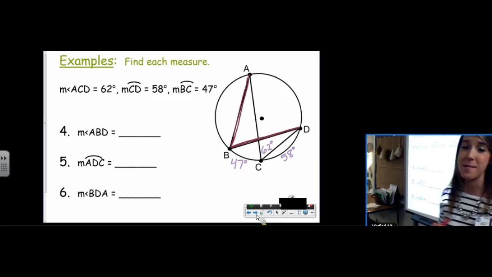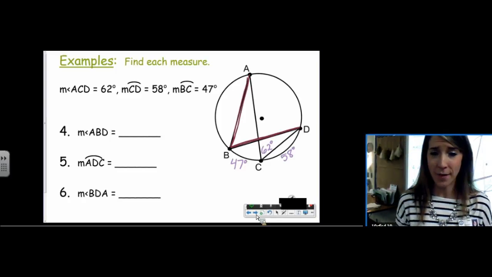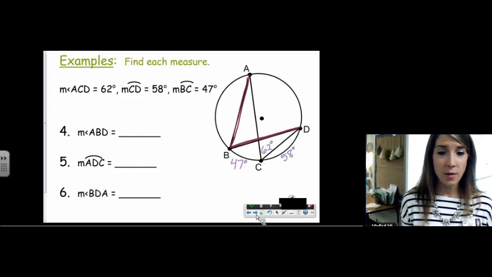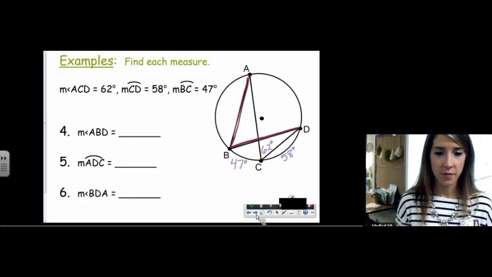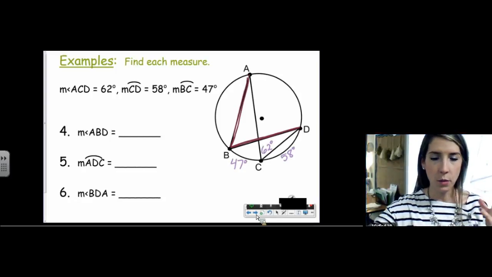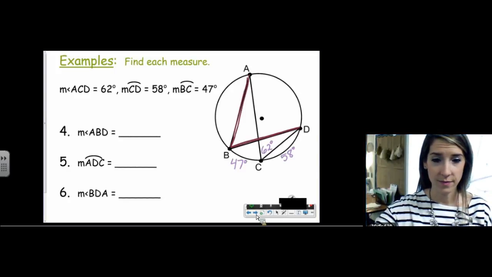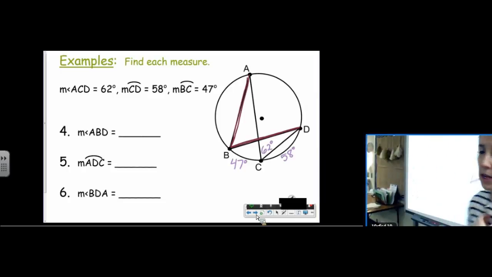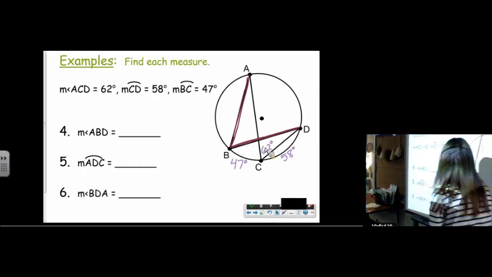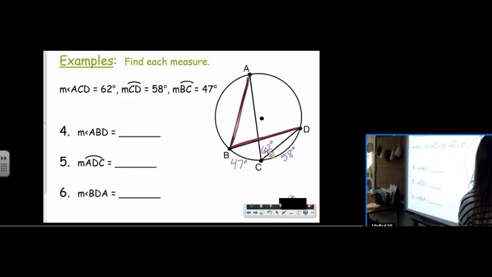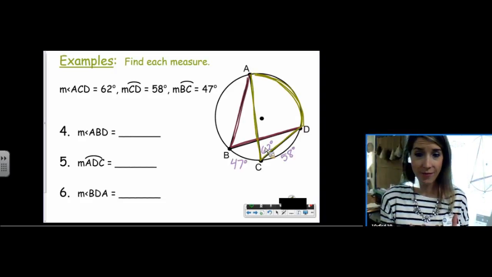We learned that the measure of inscribed angle is 1/2 of its intercepted arc, but we don't know the measure of the intercepted arc. Who has an idea? So we don't know the measure of arc AD. Could we find the measure of arc AD? You got it, Toby. You're right. So I know that my angle that I'm looking for is opening up to this arc. Do you see another angle that's also opening up to arc AD, intercepting arc AD?